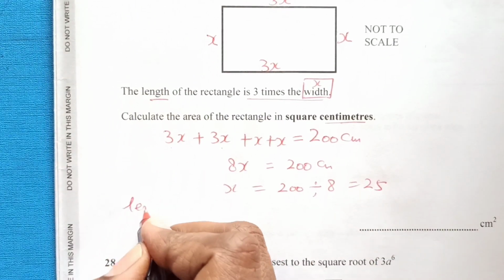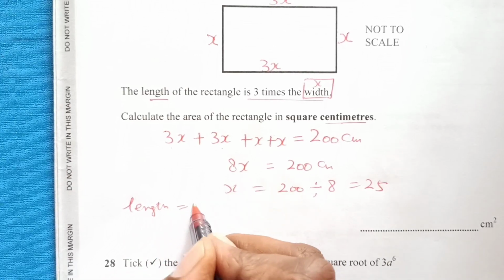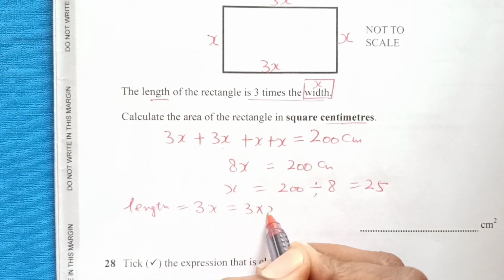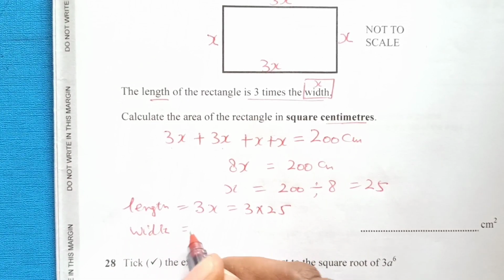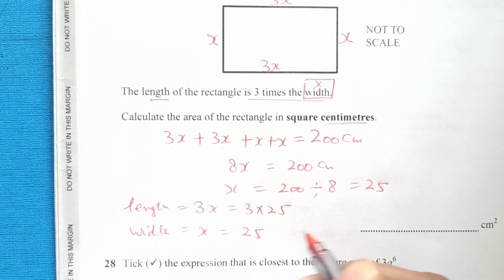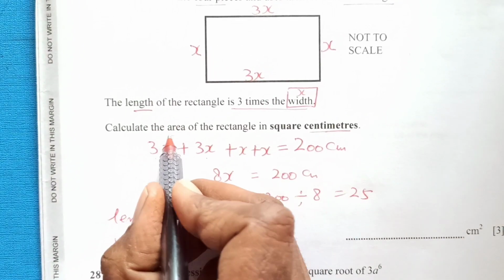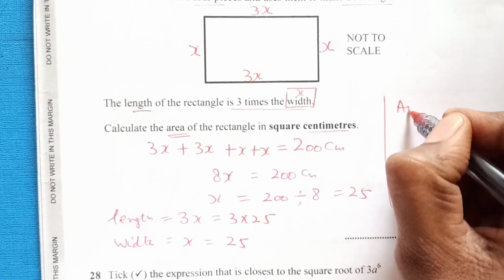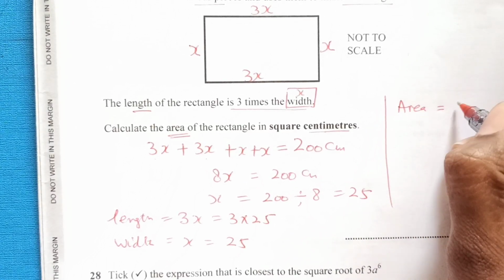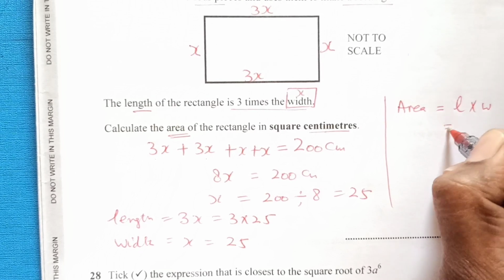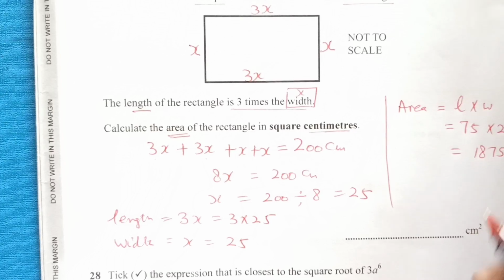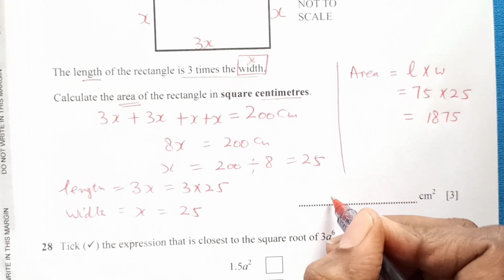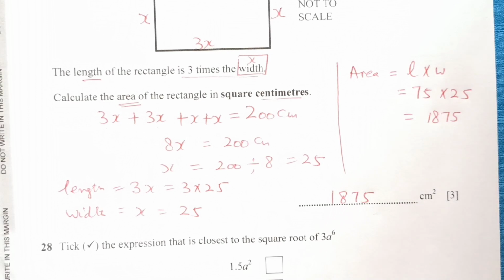So length is 3x, that means 3 times 25. And width is x, which is 25. Now the question is to calculate the area. So we are going to calculate the area of the rectangle. Area of a rectangle is length times width. Length is 75 times 25. So this comes out to be 1875 centimeters squared. Units are already given.